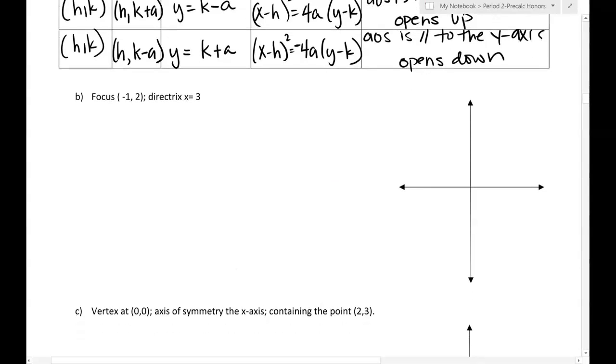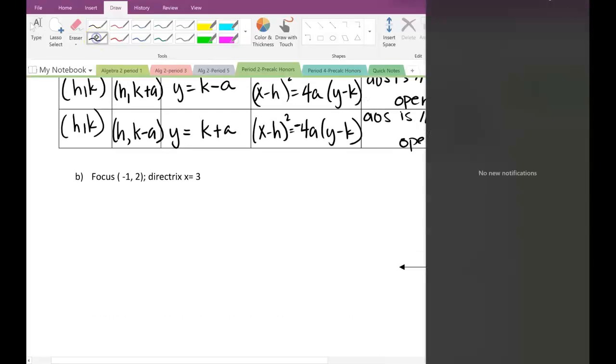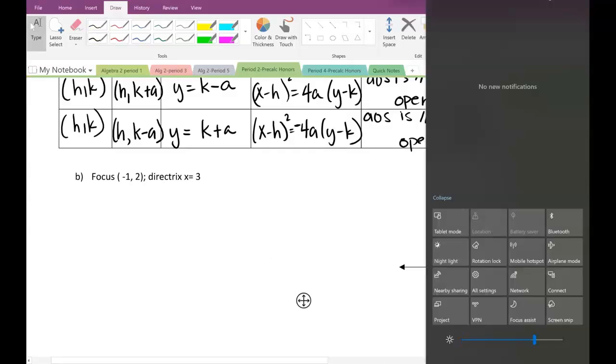On B, I'm giving you guys the focus, which is -1, 2, and the directrix at x equals 3. So the first thing you always want to do is to do a little sketch of that. Why do I need that?